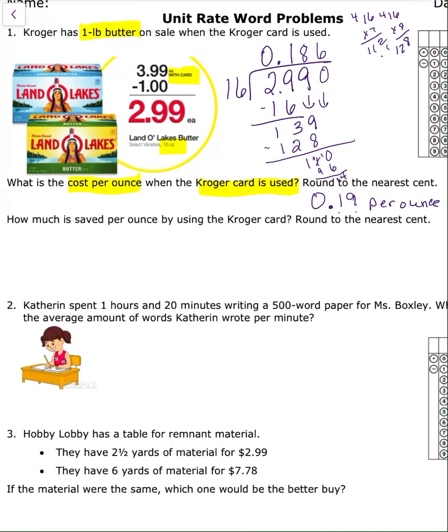How much is saved per ounce by using the Kroger card? That's our next question. To get how much was saved per ounce, the original price was $3.99. So we would have to take $3.99 and divide it by 16.